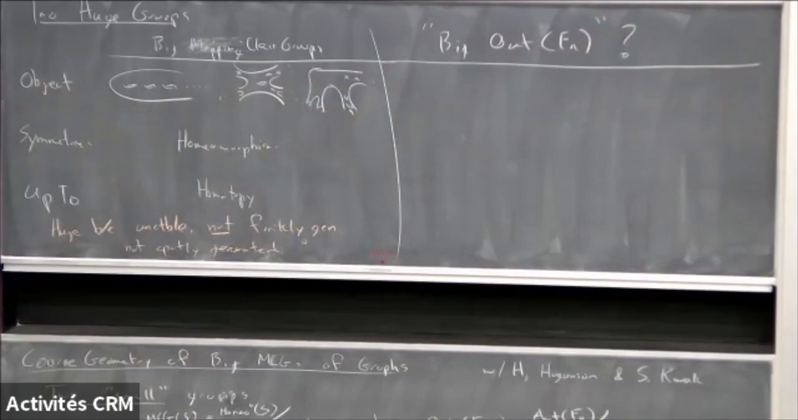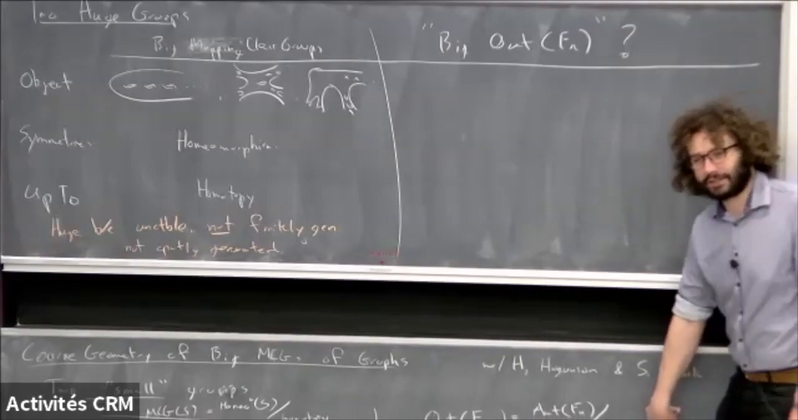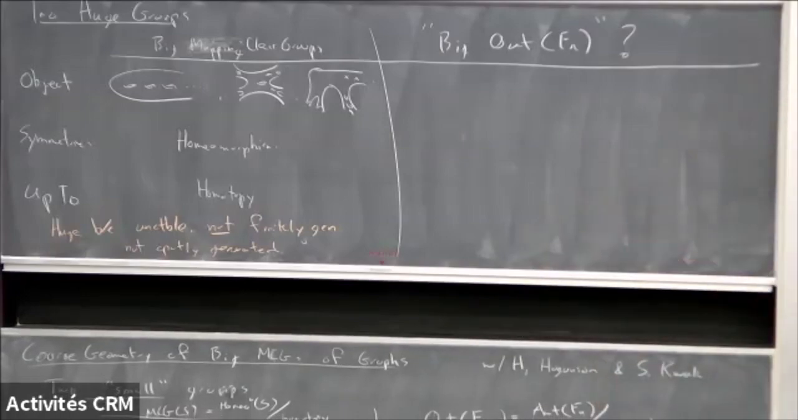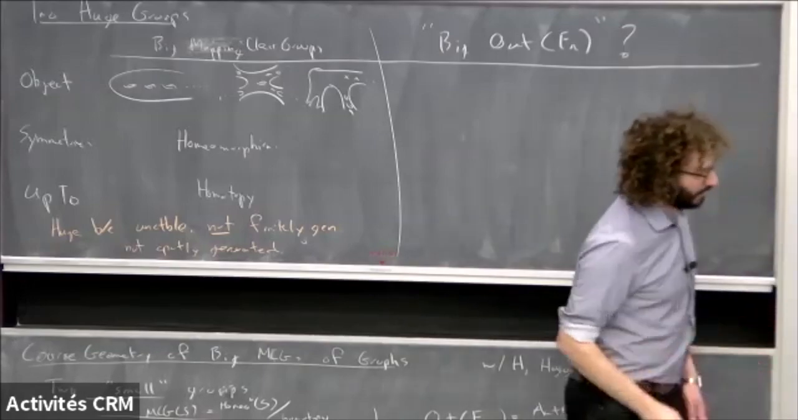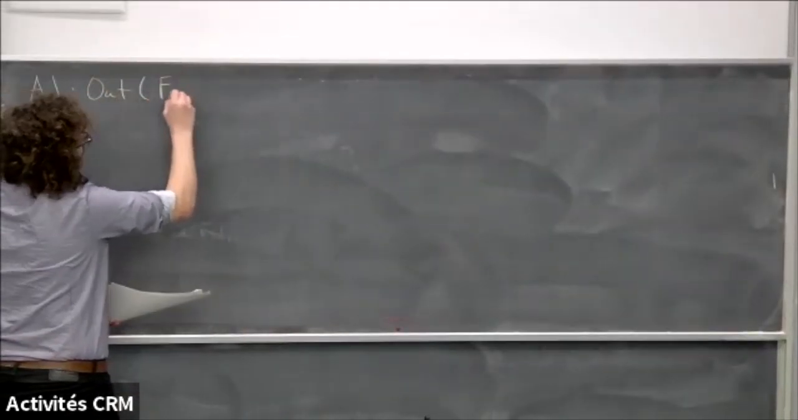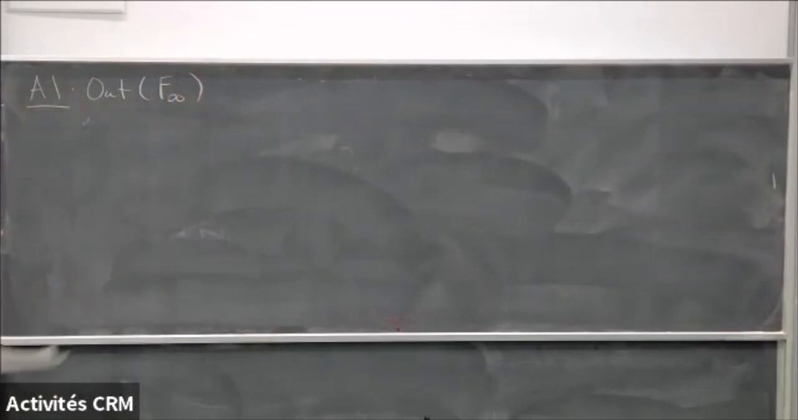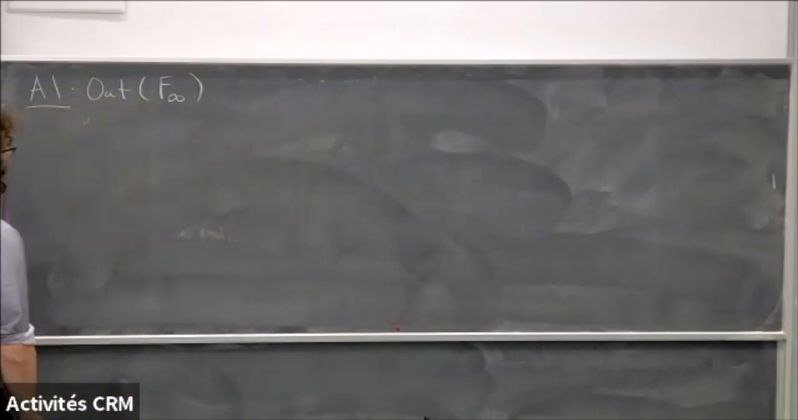And you might stare at me and say, okay, well, here's an n. That's a number. Why not just let it be infinite? Sure, that is an answer. I want to say a little bit why I don't like that answer so much. One answer is you could just take Out or Aut of F_infinity. So take the free group on countably many generators and look at its automorphism group or its outer automorphism group. This is a perfectly good group to study.